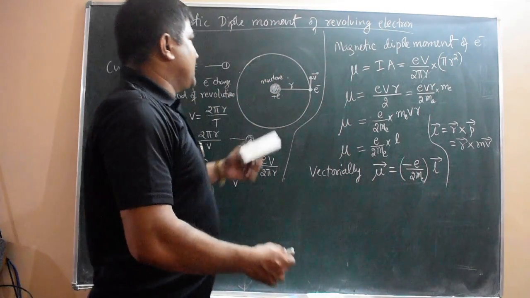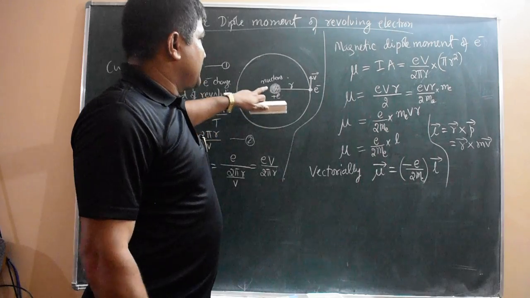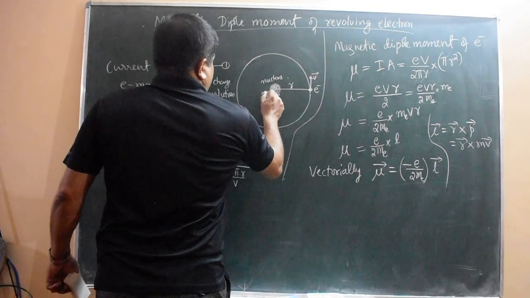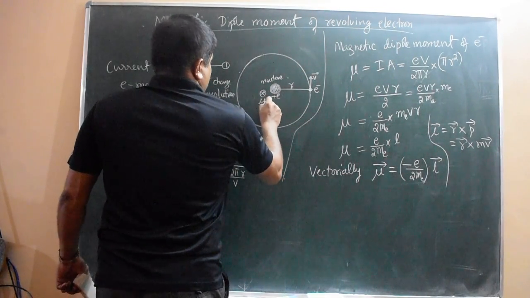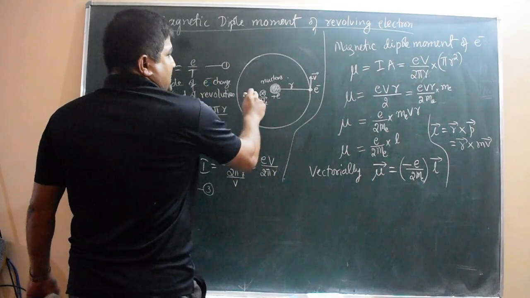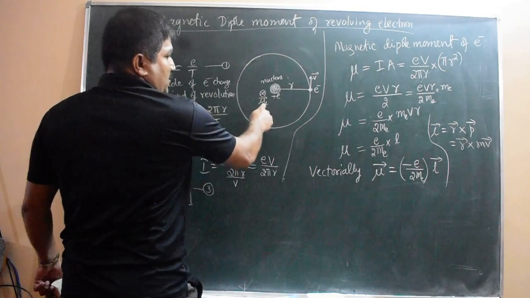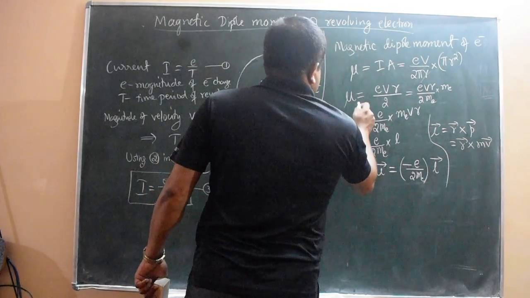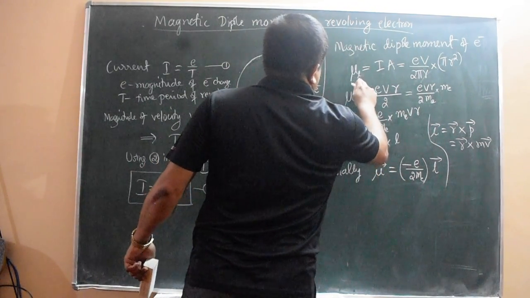Whereas mu L vector is inward, so that I write here. This stands for mu L vector. The dipole moment of the electron is inward. The X mark indicates mu L vector. The dipole moment vector is inwards. I use mu with subscript L here.